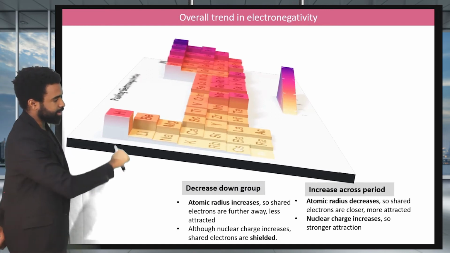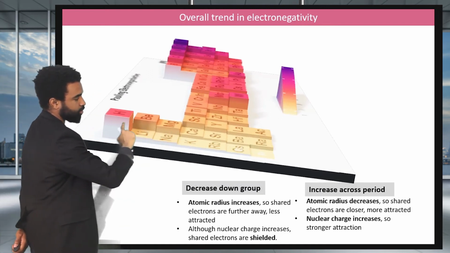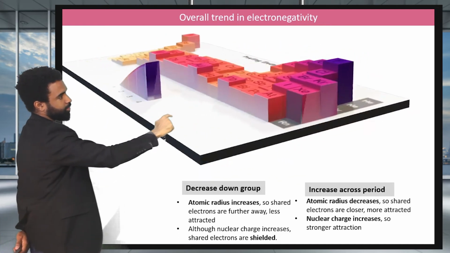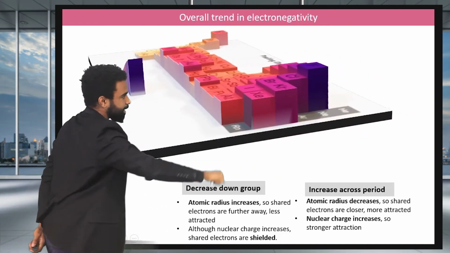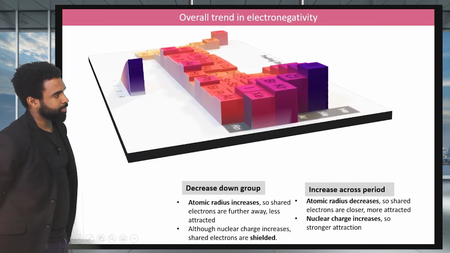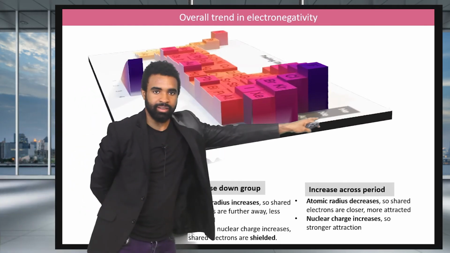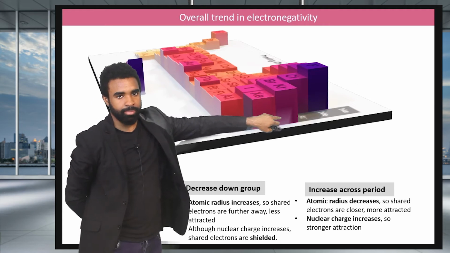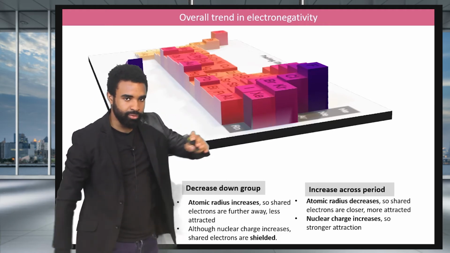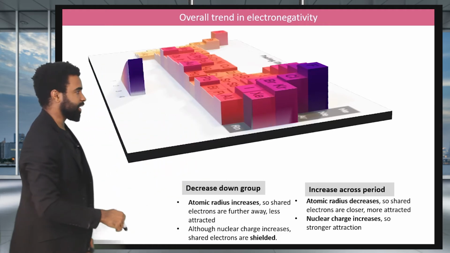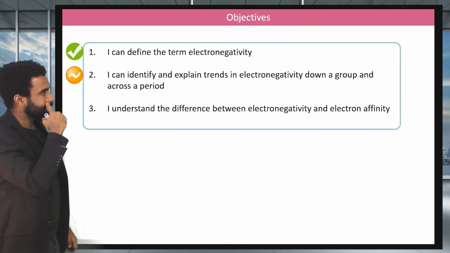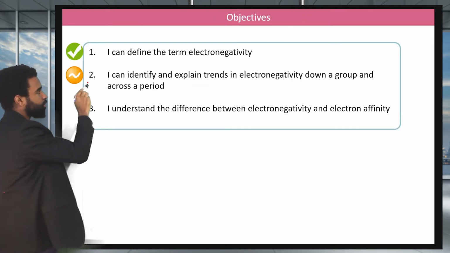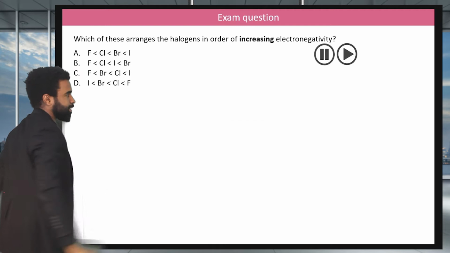So you can see it here down groups 1 and 12 and 2, and over there you can see it very clearly for group 17. And then here you can see the missing noble gases. For some noble gases, they've managed to get them to bond with other elements, and therefore they can work out their electronegativity. But for most of them, they have not. So now we have the orange light for identifying and explaining the trends.